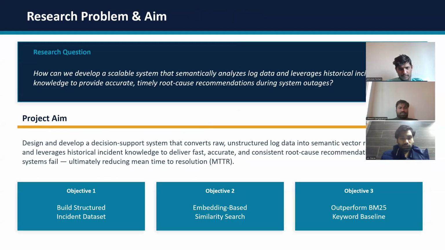Coming to the research problem and aim, our central research question is: how can we build a scalable system that semantically understands log data and uses historical incident knowledge to recommend root causes quickly and accurately during an outage? The aim is to design a decision support system that converts raw logs into semantic vectors and uses those to find historically similar incidents and suggest ranked root causes.